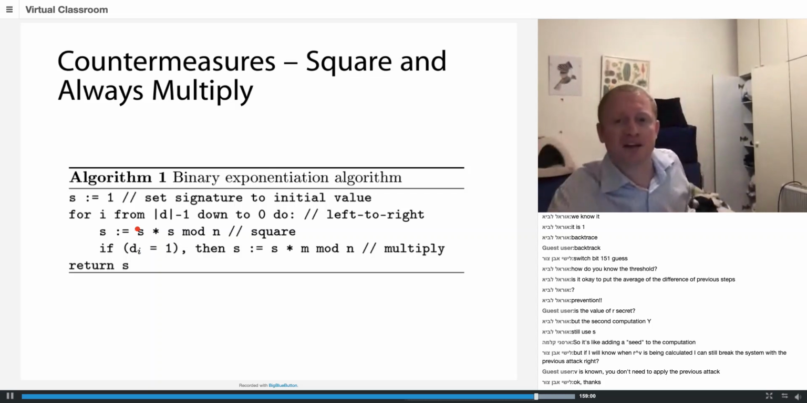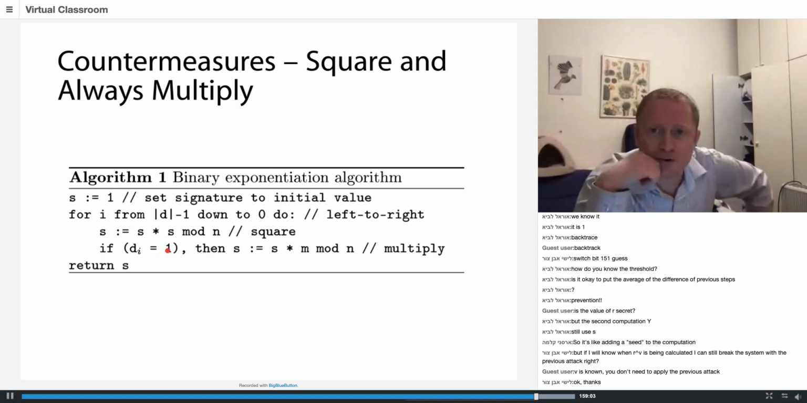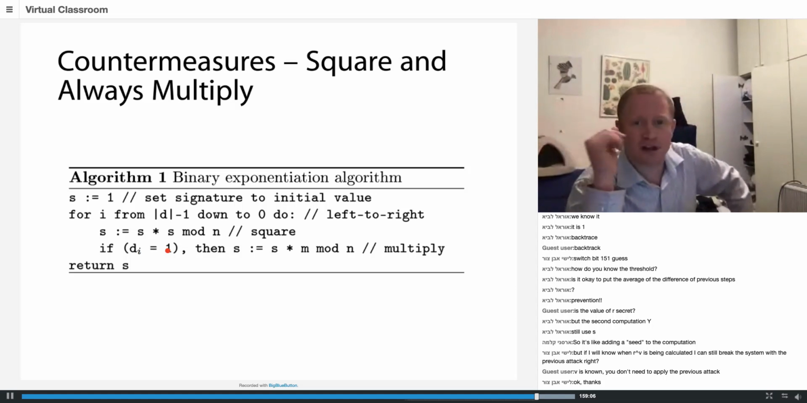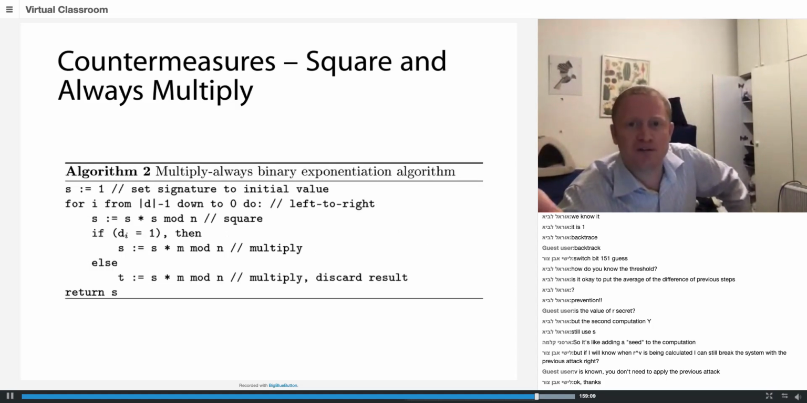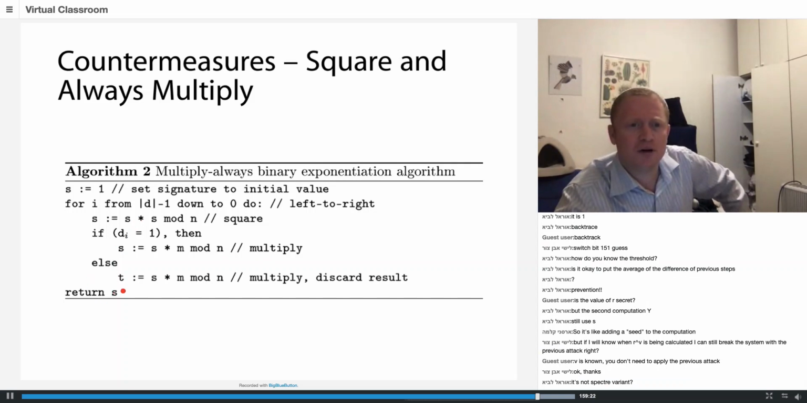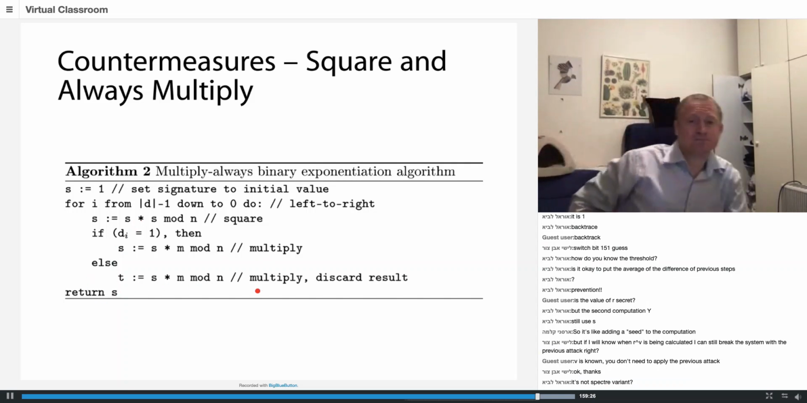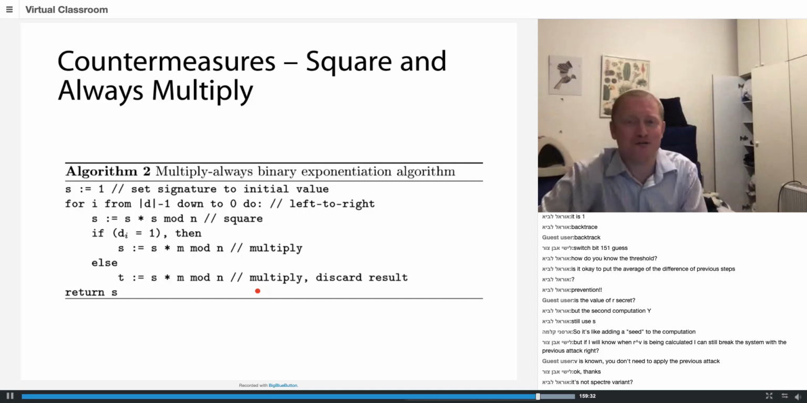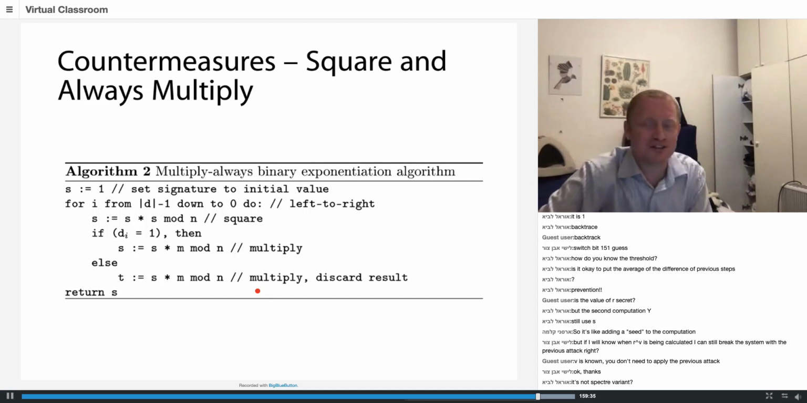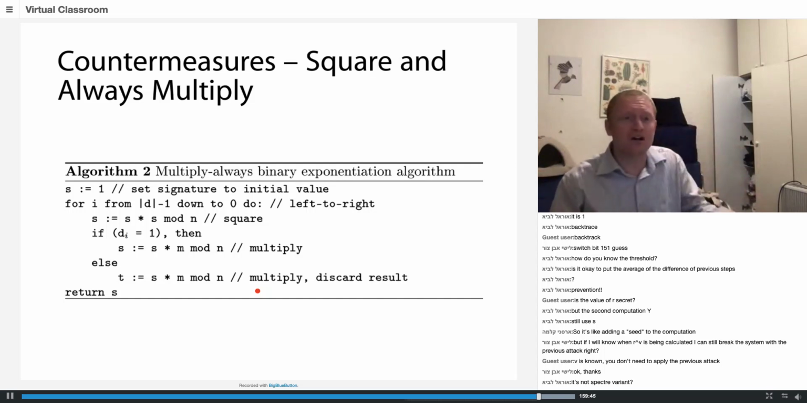So this is square and sometimes multiply, and we said this is problematic for various reasons, because we can simulate and measure the time. The trivial idea is square and always multiply. I showed you something very similar 2 weeks ago. If d sub i is equal to 1, then I multiply, and if d sub i is equal to 0, I multiply and throw away. Now I will always have the same number of modular reductions, so my simulations will not be able to tell anything apart. Of course, I will be paying in runtime, but it's not a very big increase. It will take a little longer, not much longer.